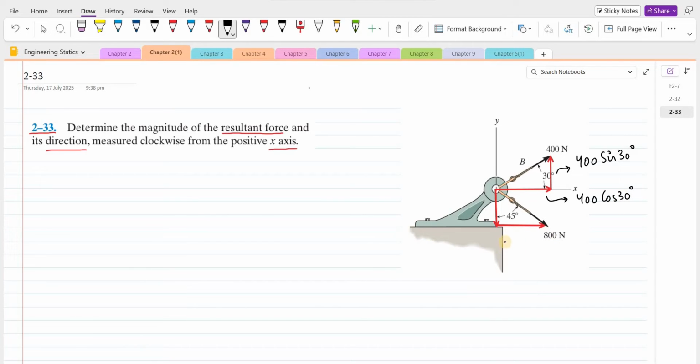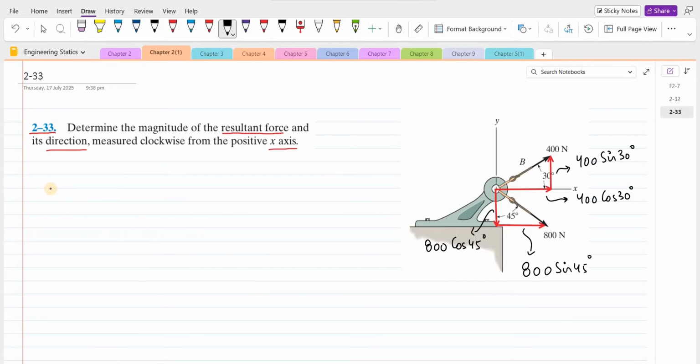Similarly, for the 800 Newton force, the vertical component is 800 cos 45 degrees and the horizontal component is 800 sin 45 degrees. So far we have resolved the forces along the x and y axes.